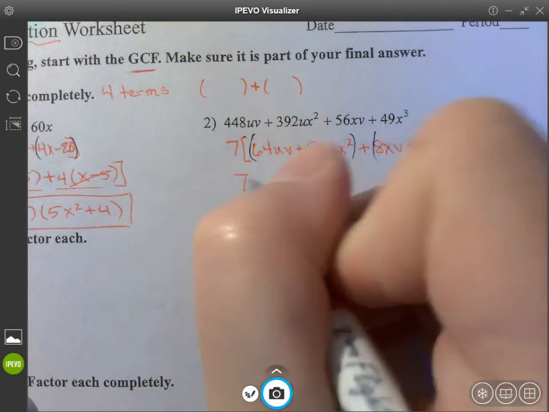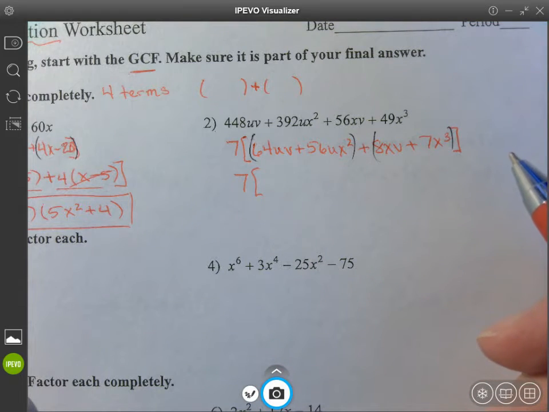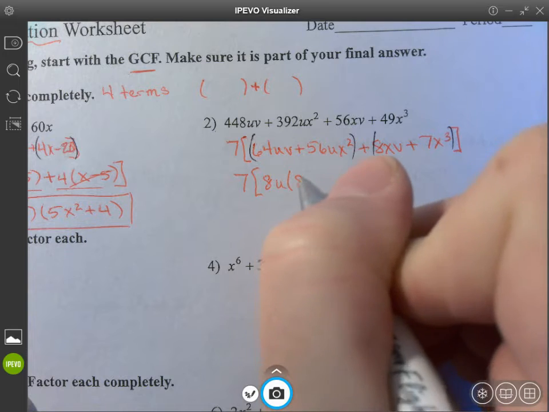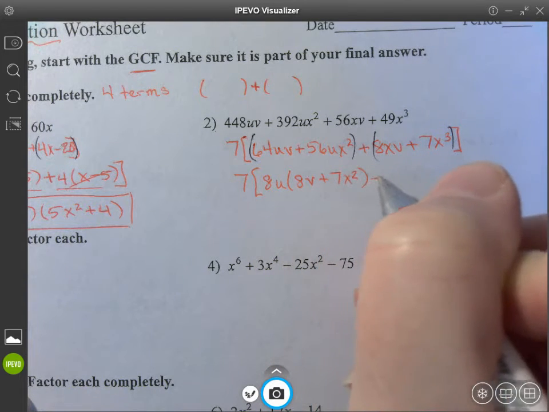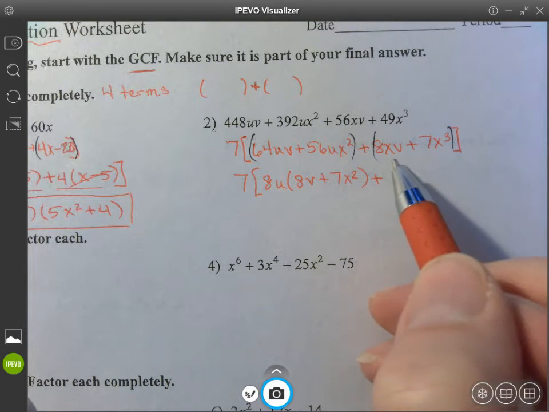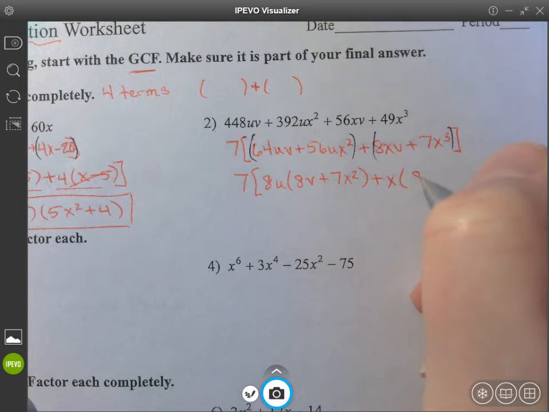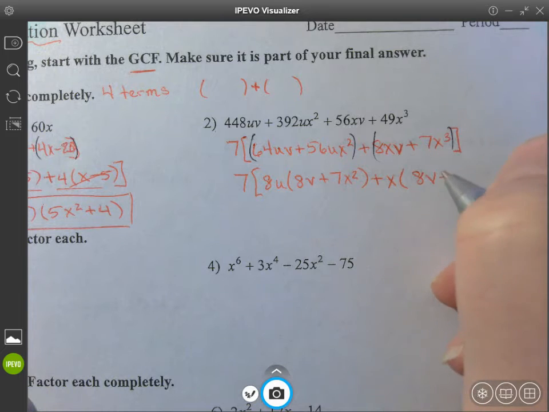Keep my 7 out front. I don't want to lose that. What do the 64 and 56 have in common? Yeah, they have an 8 and you said a U? All right, so 8V plus 7x squared. Okay, bring down that plus sign. These don't have a number in common, but they do have an x in common. So 8V, I need to make sure my V looks like a V, plus 7x to the second.